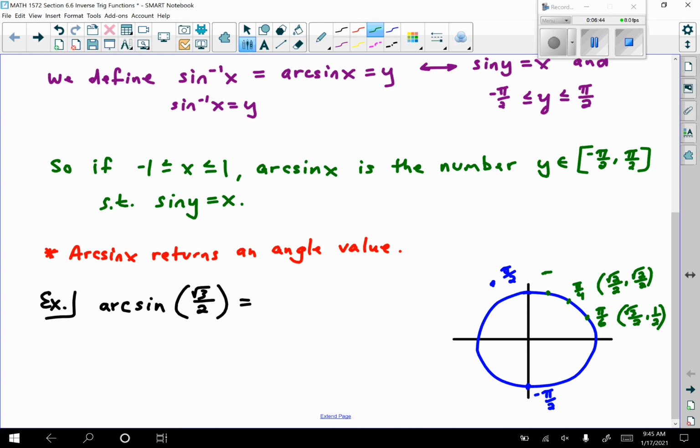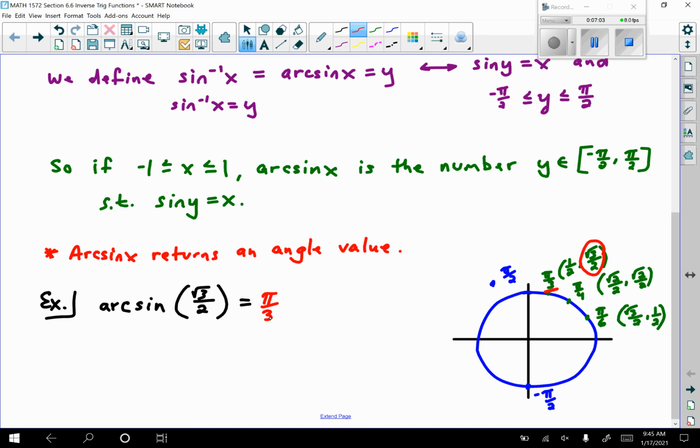This would be 60 degrees, or pi over 3. And then this is the ordered pair. We go over the shorter leg and up the longer leg. So 1/2, radical 3 over 2. So to answer this question, we're looking to see where we have a positive radical 3 over 2 for a second value, and that happens at pi over 3. And that's how we're using this.